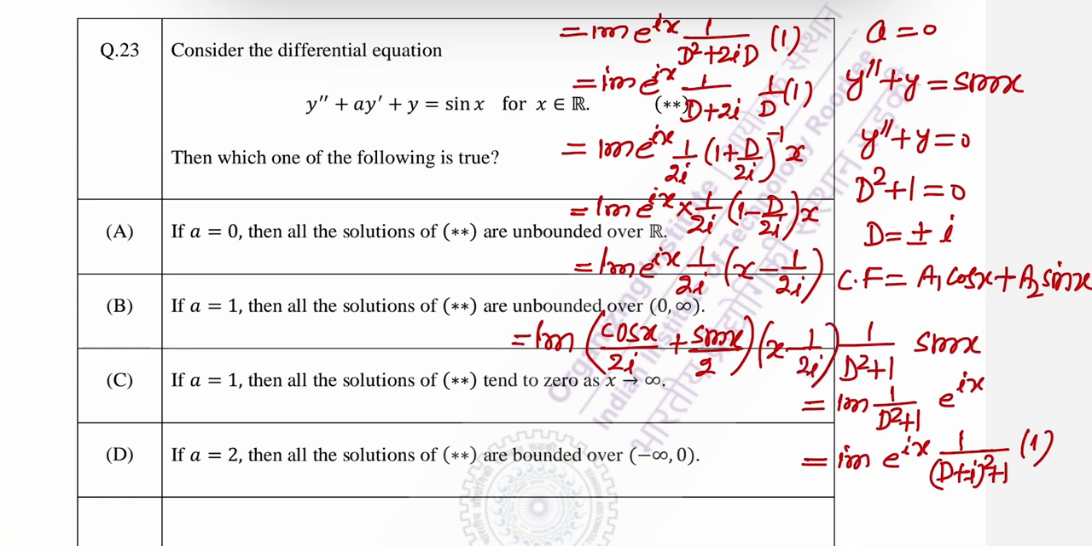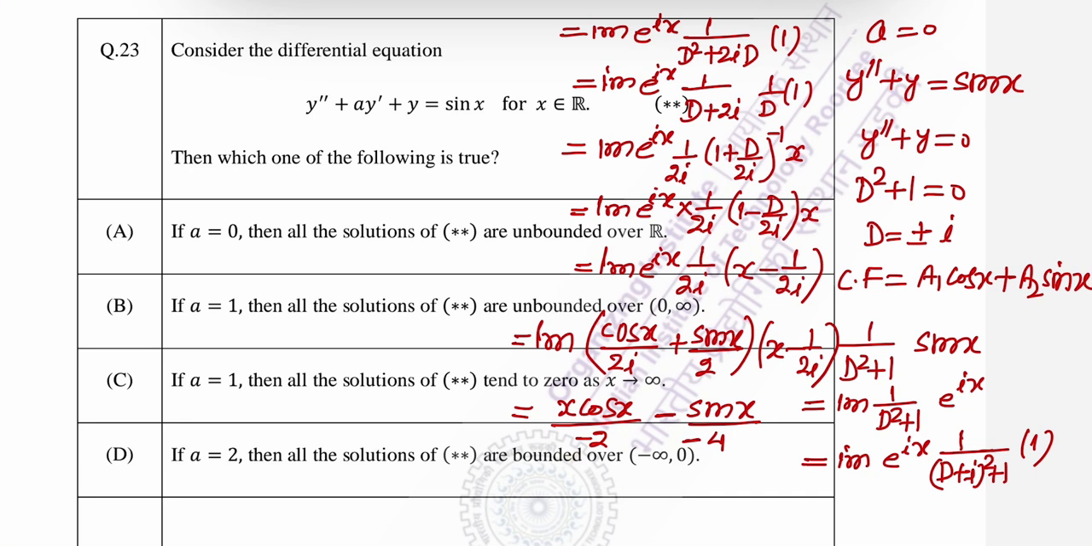So our answer will be x cos x by minus 2. We have to take the imaginary part, so x cos x by minus 2, and the next will be minus sin x by 4.